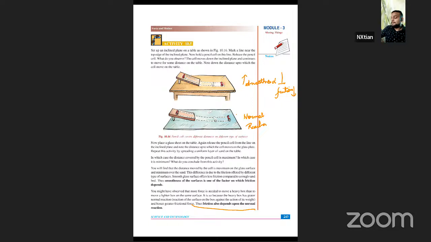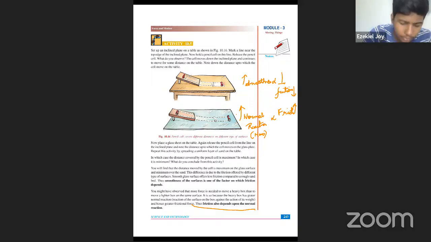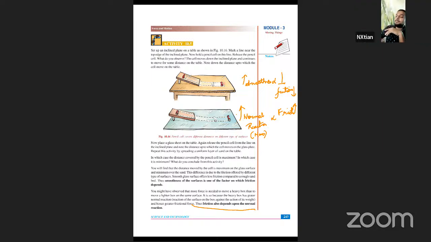Now, what does normal reaction mean? Basically, mass. So if there is more normal reaction, directly means if one is more, the other will also be more, meaning the friction will be more. Understood? Write it down in your notebook. Quickly write it down. Normal reaction is directly proportional to the friction. Okay.